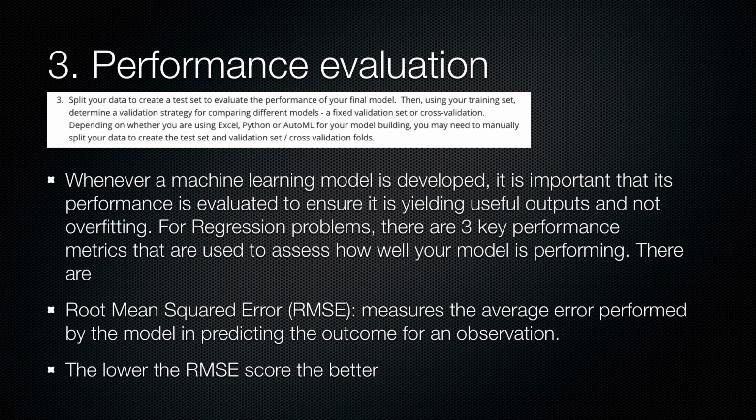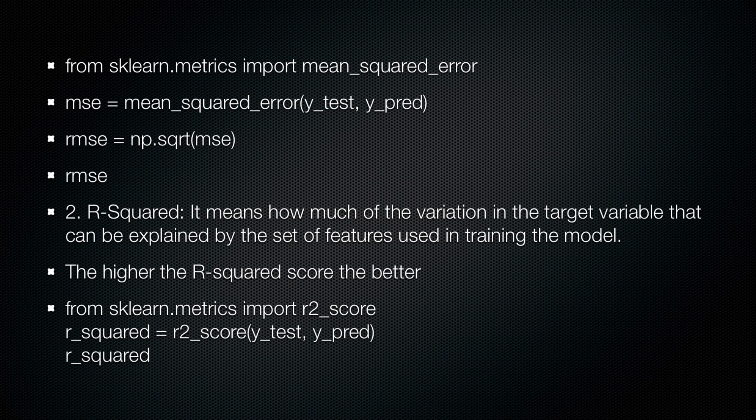3. Performance evaluation. Whenever a machine learning model is developed, it is important that its performance is evaluated to ensure it is yielding useful outputs and not overfitting. For regression problems, there are 3 key performance metrics that are used to assess how well your model is performing. First, root mean squared error measures the average error made by the model in predicting the outcome for an observation. Second, R squared means how much of the variation in the target variable can be explained by the set of features used in training the model. The higher the R squared score, the better.